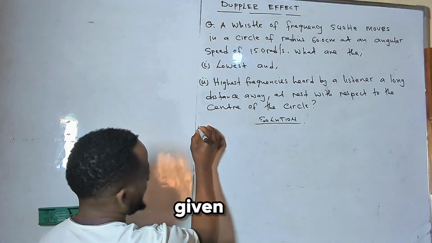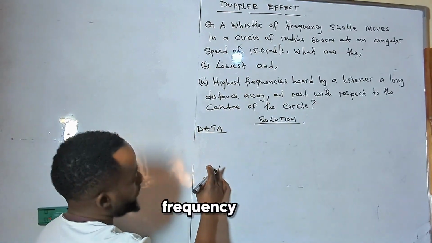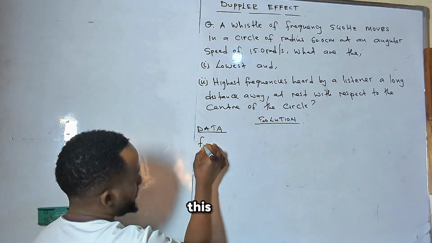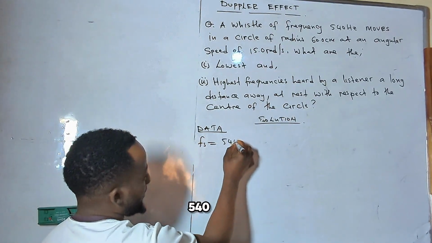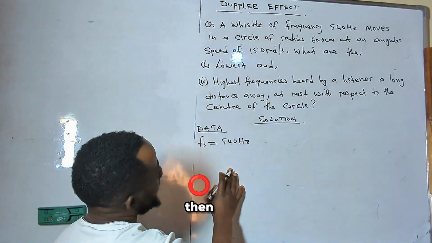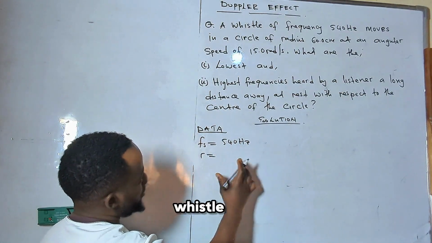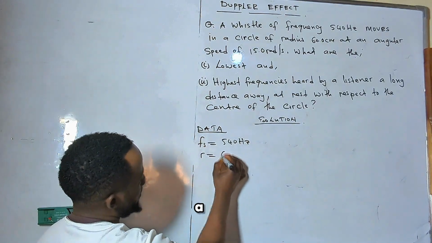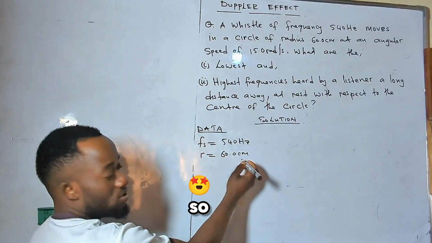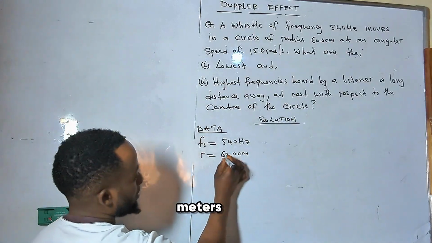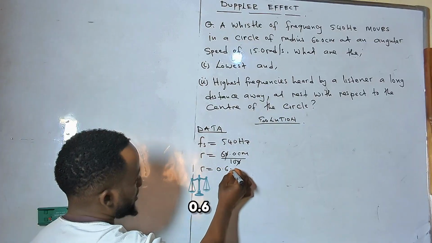So in here we are told a whistle of frequency. The frequency of a whistle, we're going to say this is simply the frequency of the source, because it's a whistle that is producing sound. It is 540 Hz. Then also we're given the radius of this circle made by the whistle as it rotates. It is 60.0 centimeters. Now we want this to be in meters, so we divide by 100. So our radius will be equal to 0.6 meters.